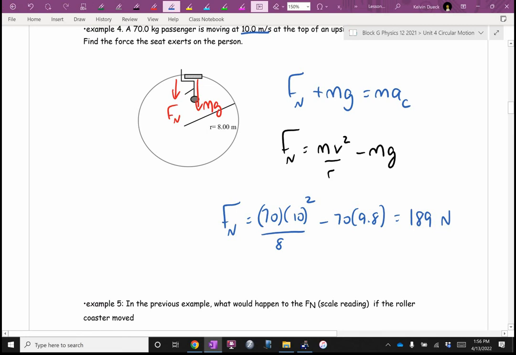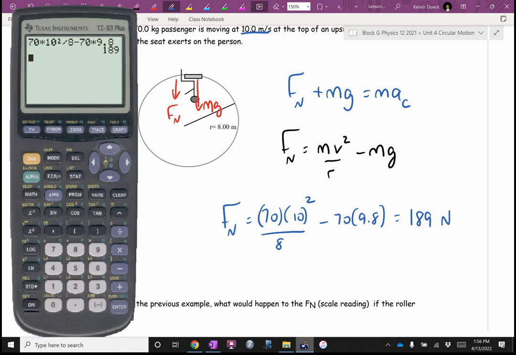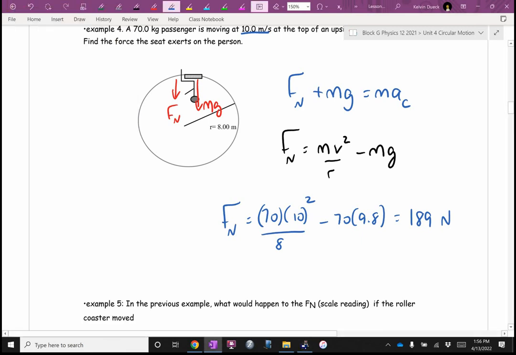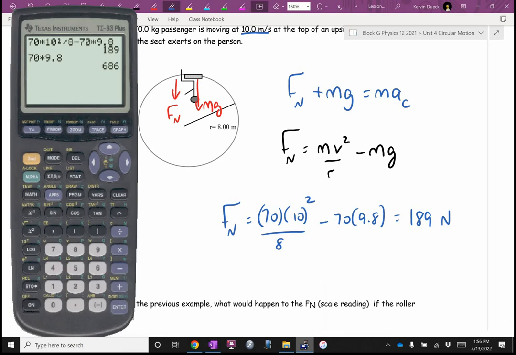Do they feel heavier or lighter? What's their normal? What's all of your normals? mg. So if I just quickly calculate mg, way lighter. You would feel like you were about to fly out of your seat. You're not. There's still enough force keeping you in there, but because you feel so much lighter, you would feel like you were about to fly out of your seat. You'd be screaming in a good ride way. In fact, I could even take that 189 and divide it by 9.8. Instead of having a mass of 70 kilograms, they feel like their mass is 19.3 kilograms. They feel way lighter.